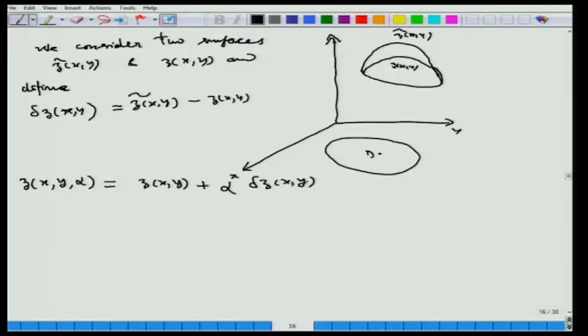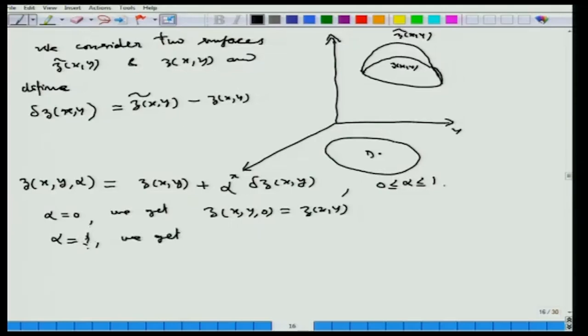So, that is what will be defined as the family of surfaces where this alpha lies between 0 and 1. For alpha equal to 0, we get z(x,y,0) as z(x,y), and for alpha equal to 1, we get z(x,y,1) as z tilde(x,y), and for alpha strictly between 0 and 1, we get an intermediate surface.